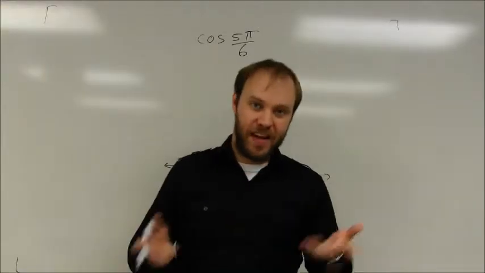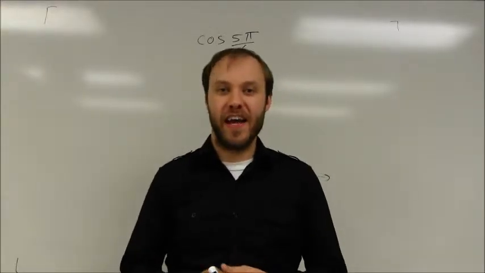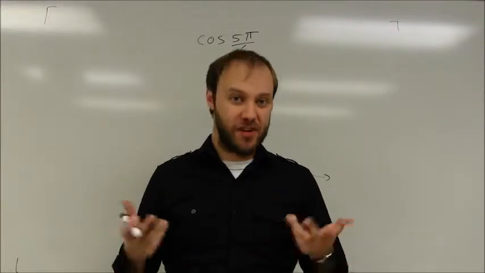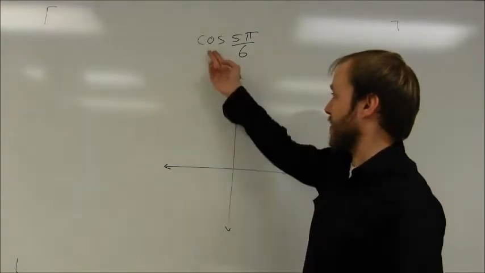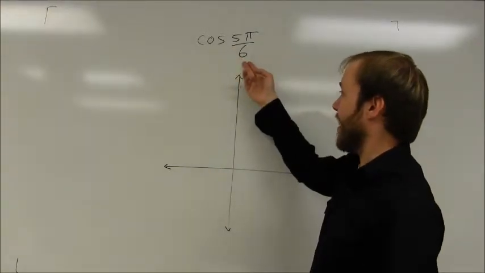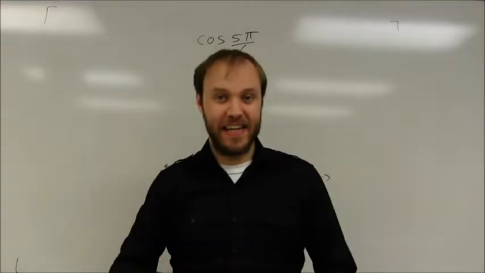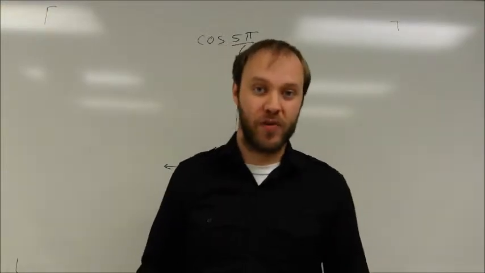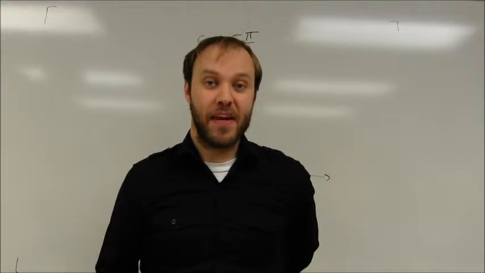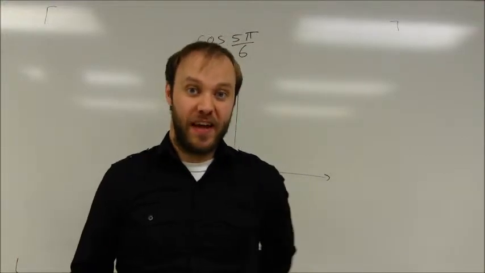In this example, and in the following example, I'm going to show you how to find exact trig function values for different angle measures. In this case, I'm going to look at the cosine of a 5 pi over 6 radian angle. The first thing that you might want to do, especially if you're working with radians for the first time, is to make a conversion before you do anything else.